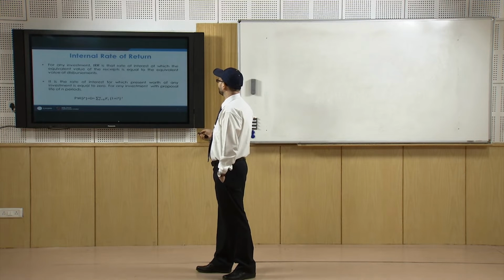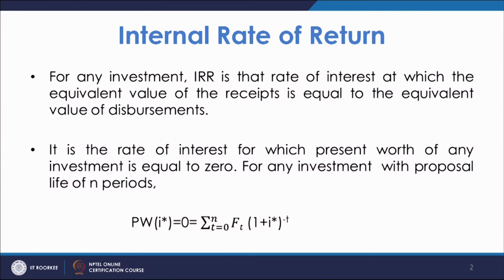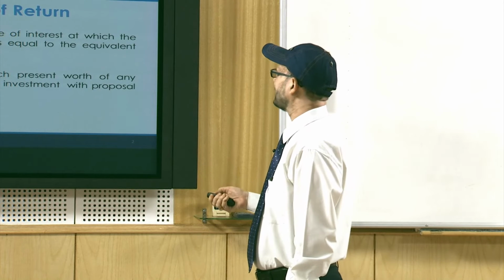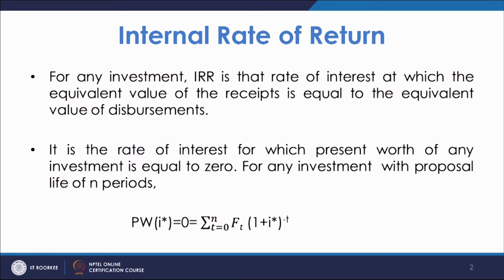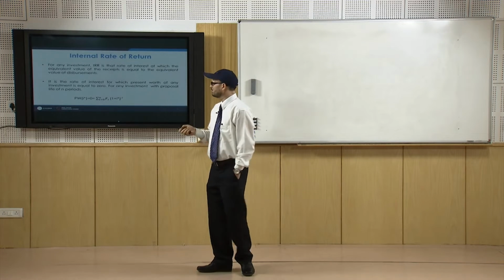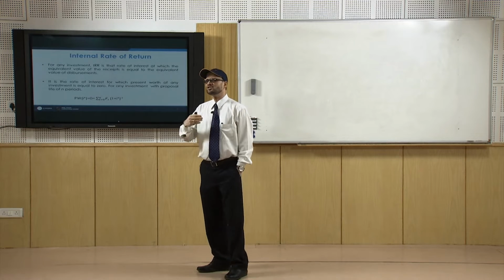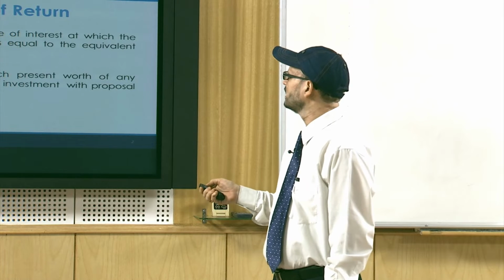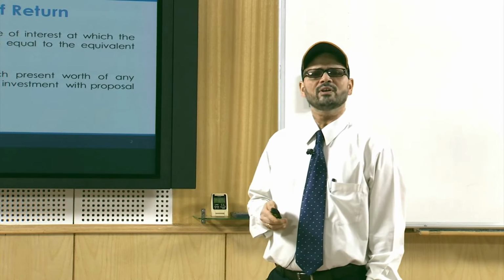If you have f t as the cash flow at any time t, then we know that the present worth expression is nothing but the summation of t equal to 0 to n of f t into 1 plus I raised to the power minus t. The value of I, that is I star, for which the present worth value is 0, is known as the internal rate of return.